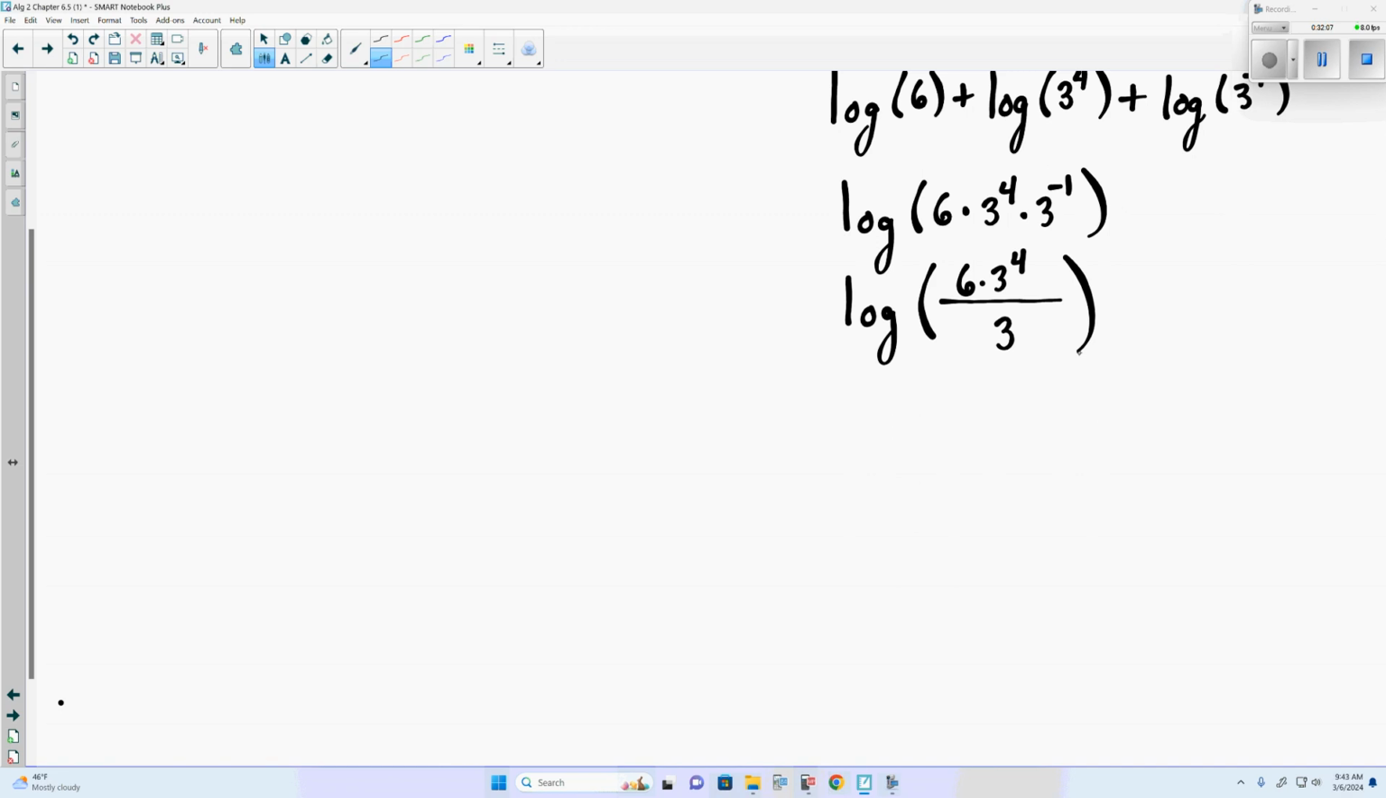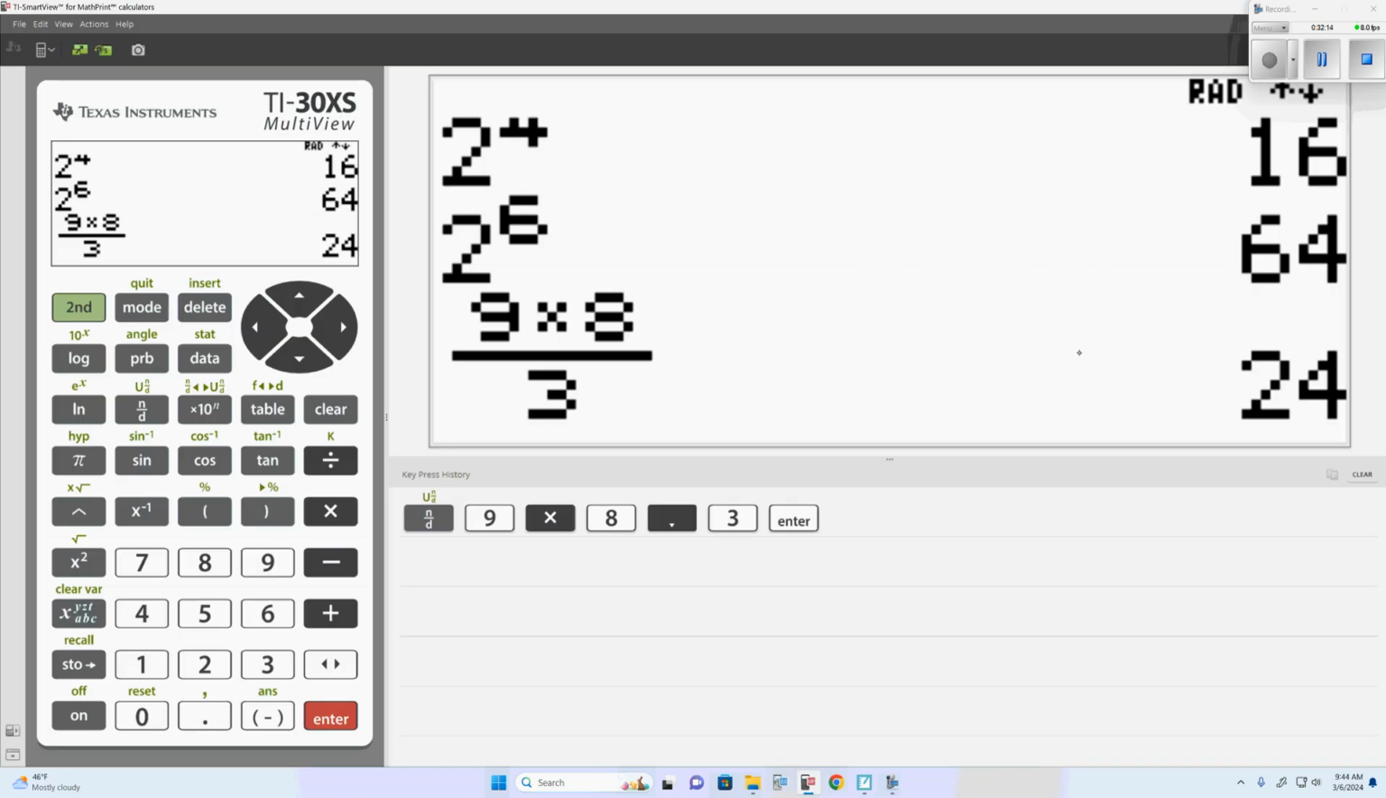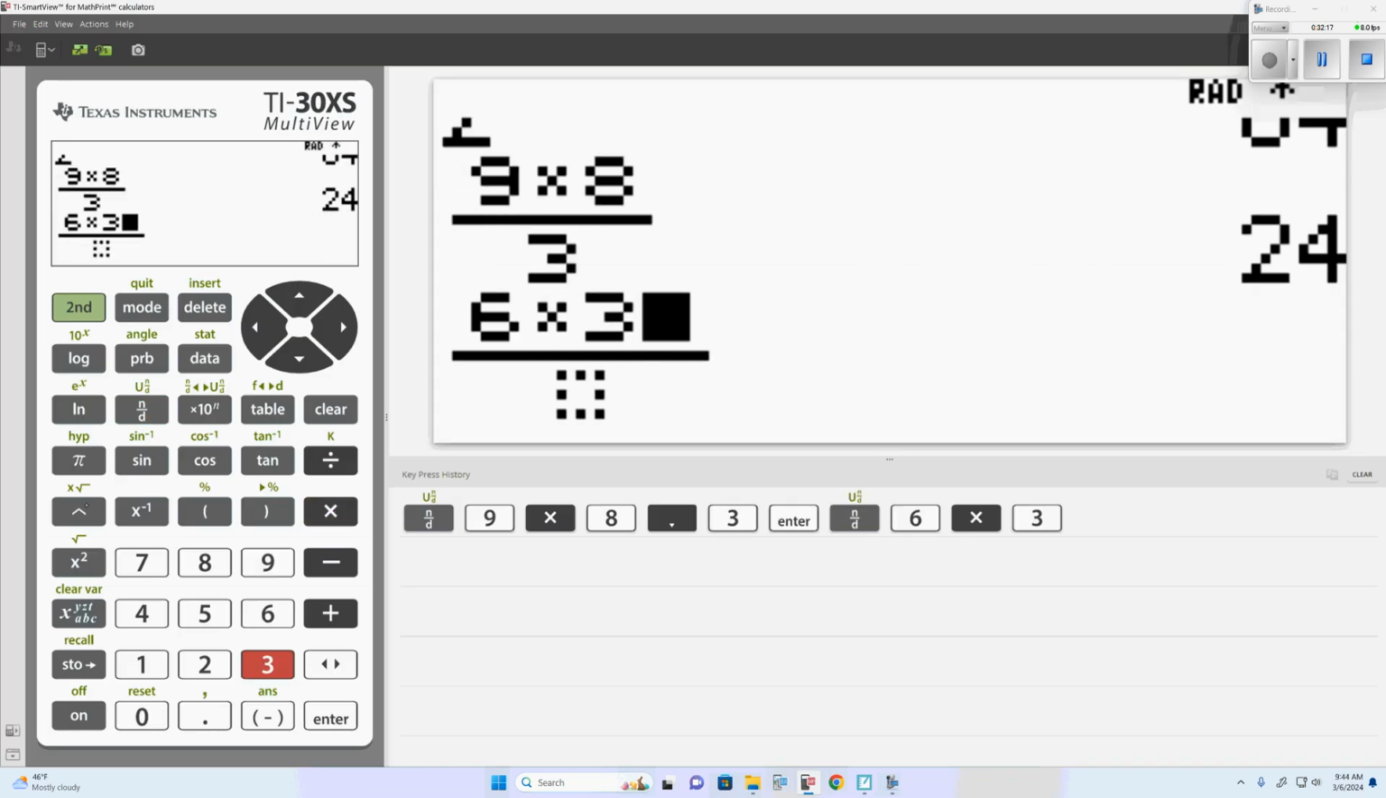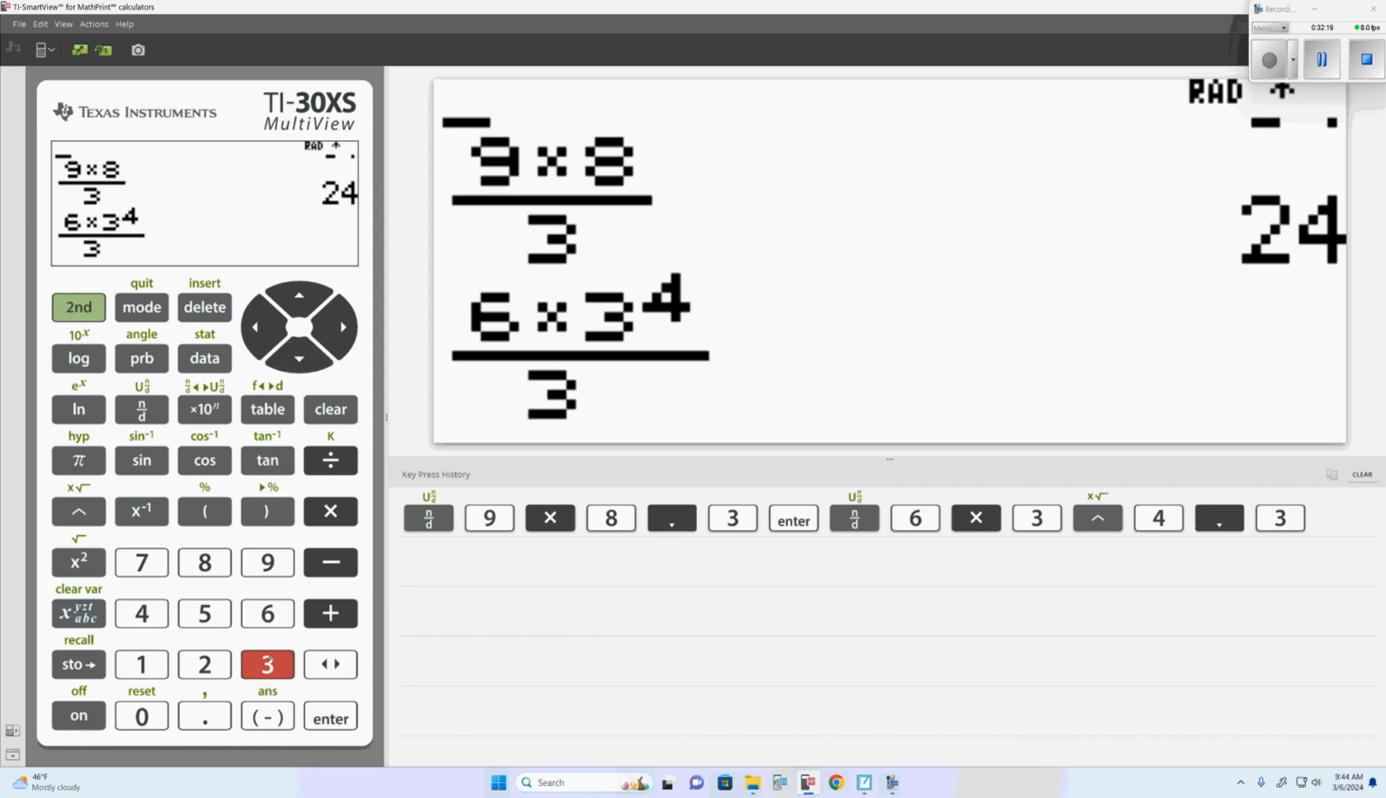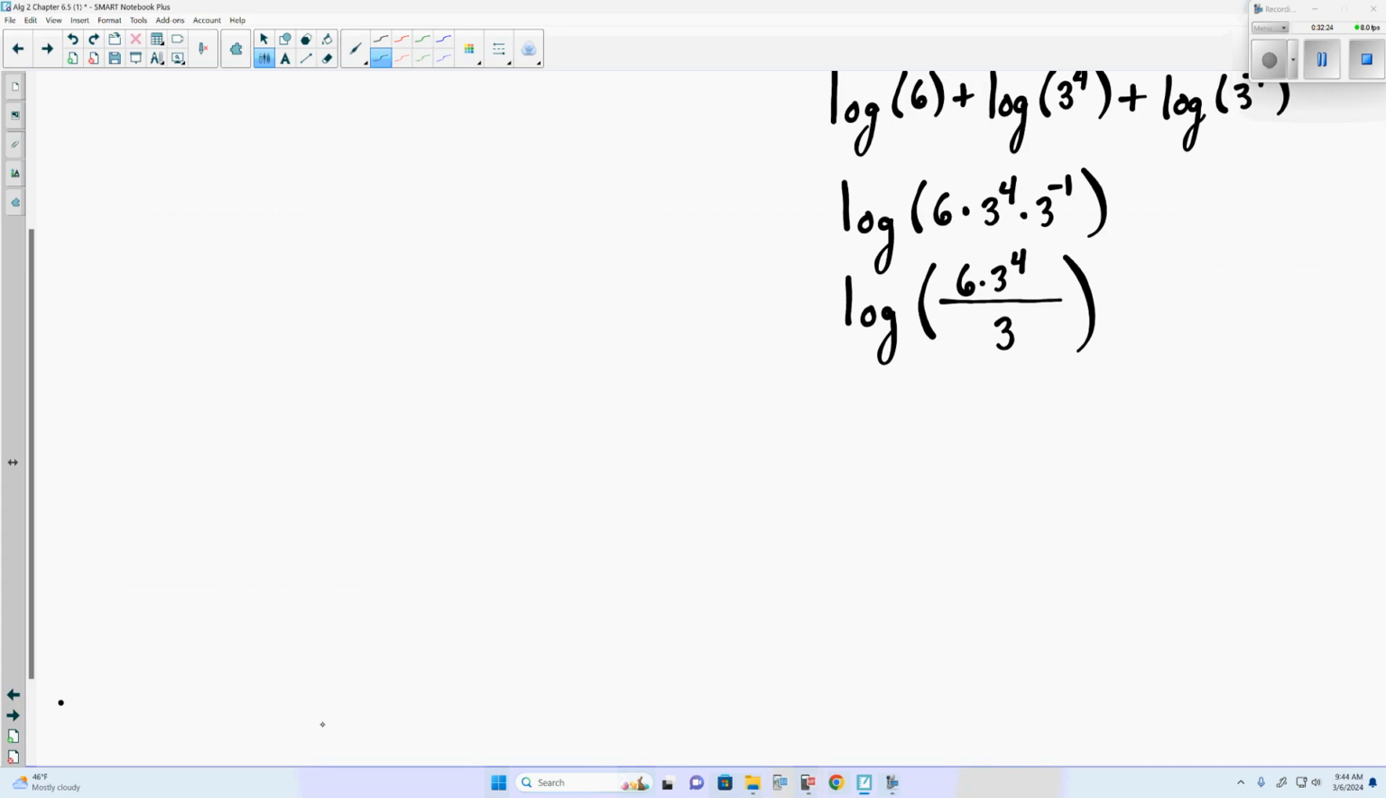But if we take care of that negative property, we have 6 times 3 to the 4th over 3. If that had been anything other than negative 1, if it would have been negative 2, it's just over 3 squared. 6 times 3 to the 4th over 3, which is 162. Questions on this here? Not for this one now.